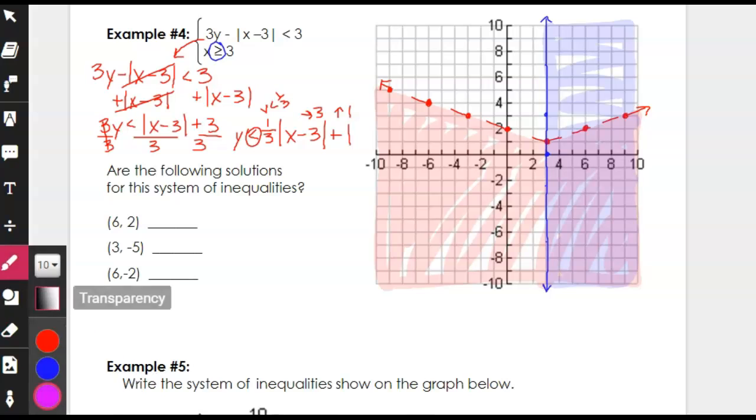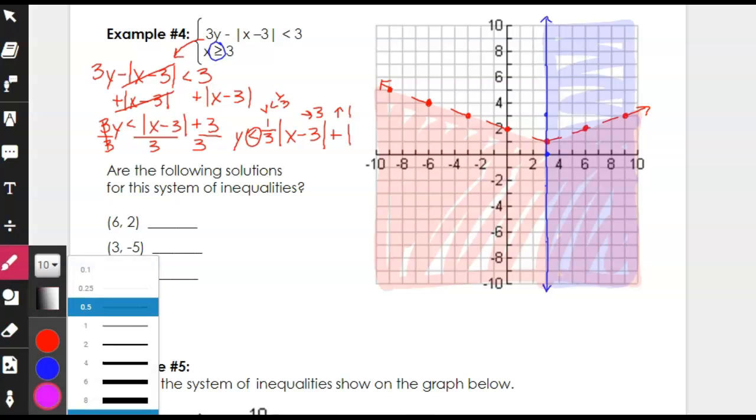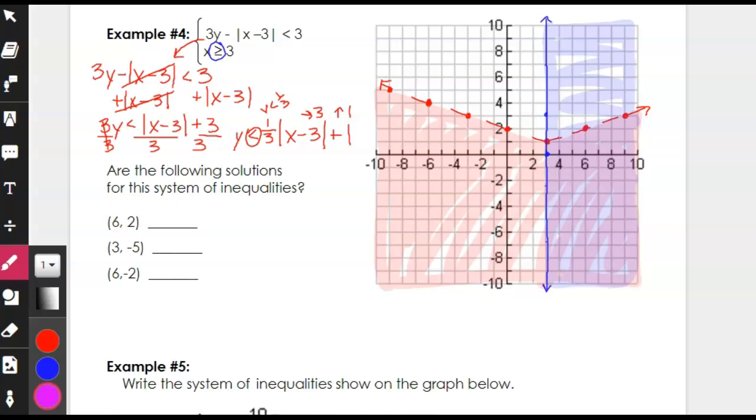So when I look to see if the points that are given to me are solutions, the first point is 6, 2. That's right here. That's in the blue shaded area, but it's on a dotted red line, so that's not a solution. The second point is 3, -5. So that's right here. That's in the red shaded area and on a blue solid line, so that is a solution. And finally, 6, -2 is right here. That's right in the middle of that overlapping shaded area.